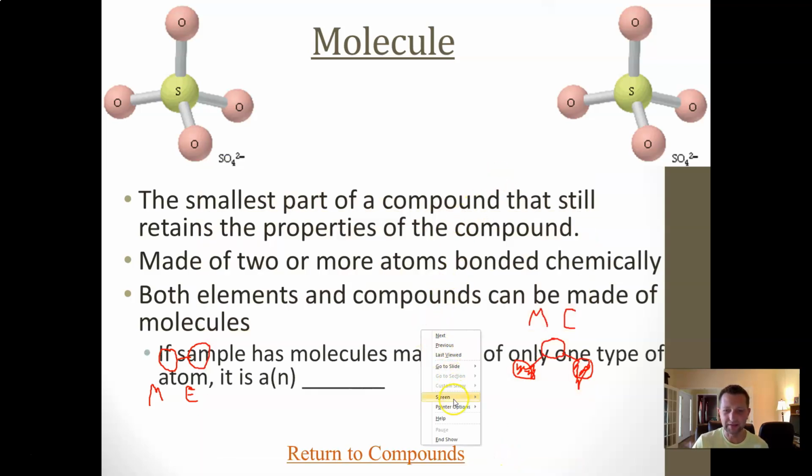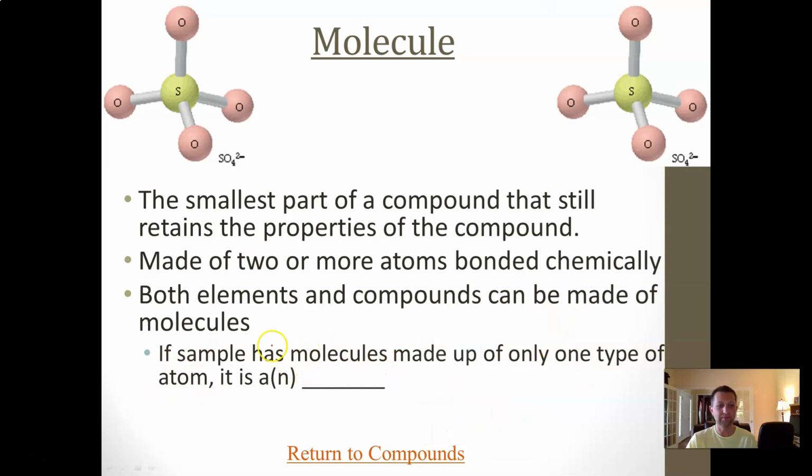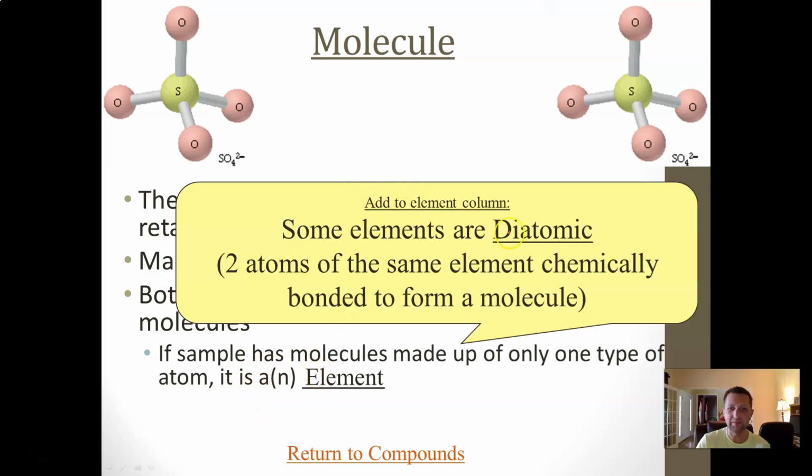Let me erase this on here so you can see what I have. If a sample has molecules made up of only one type of atom, it's an element. Already went over that. That was the drawing here on the left. And some elements are diatomic, like I just went over with oxygen there. So oxygen is diatomic, okay? It only exists naturally as O2. Hydrogen is another example. It exists as H2.